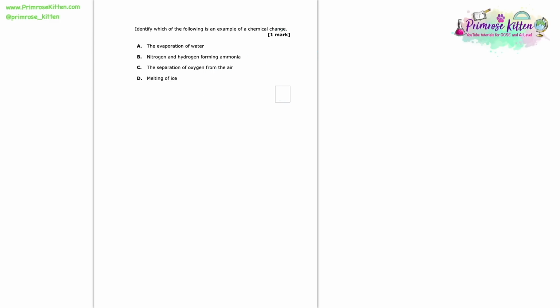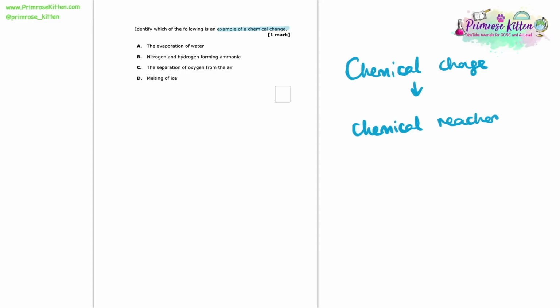Now we're asked to identify which of the following is an example of a chemical change. To answer this, it's worthwhile recapping what a chemical change actually is. In a chemical change, we have a chemical reaction occurring and new products forming, whereas with a physical change, the matter may change state or its form, but it's still the same chemical.